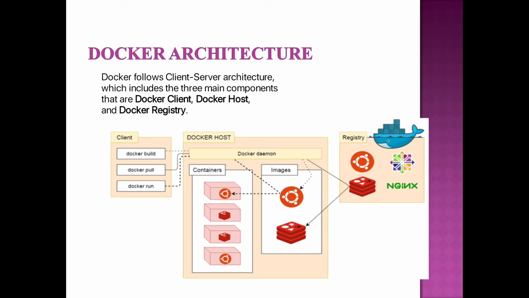Here, the Docker client uses the command line interface, that is, the CLI. The Docker client always uses the command line interface to run commands such as Docker build, Docker pull, and Docker run. These commands are run with the help of your Docker client, which uses the command line interface to run them.